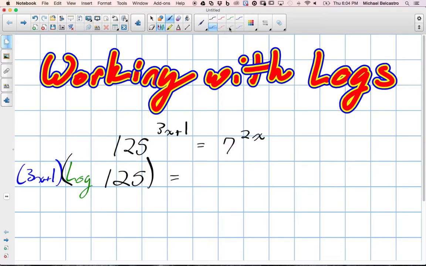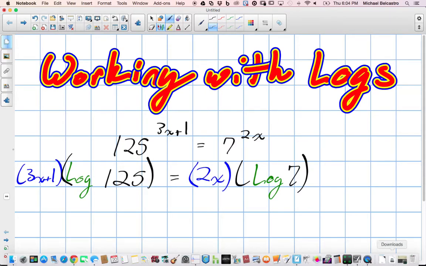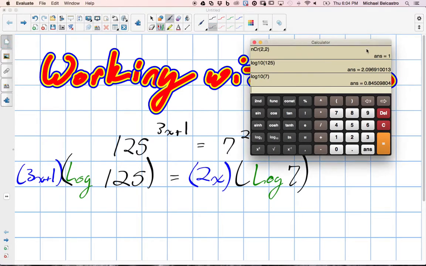And then we do the same thing on the other side. The 2x will come down in front, so it's multiplied by, bracket here, the log base 10 of 7. Okay. So we can get actual values for those. So we'll plug it in a calculator, and I already quickly did that.